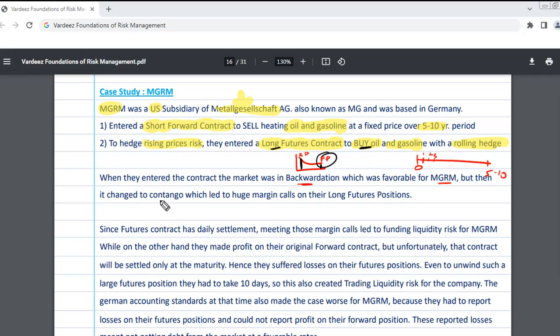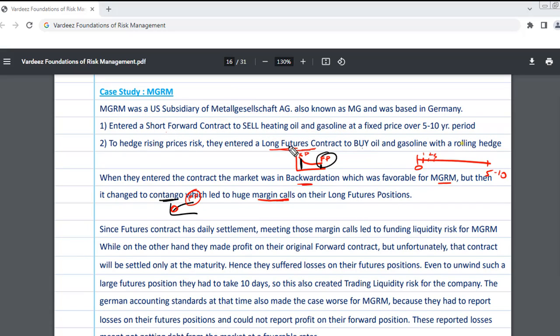But then the market actually changed to contango. Now, contango over here, if you look at it, this is the forward price. Now this has gone up, the buying cost has gone up, and on the other hand, the selling price has come down. So due to the contango, this led to huge margin calls on their long futures position.